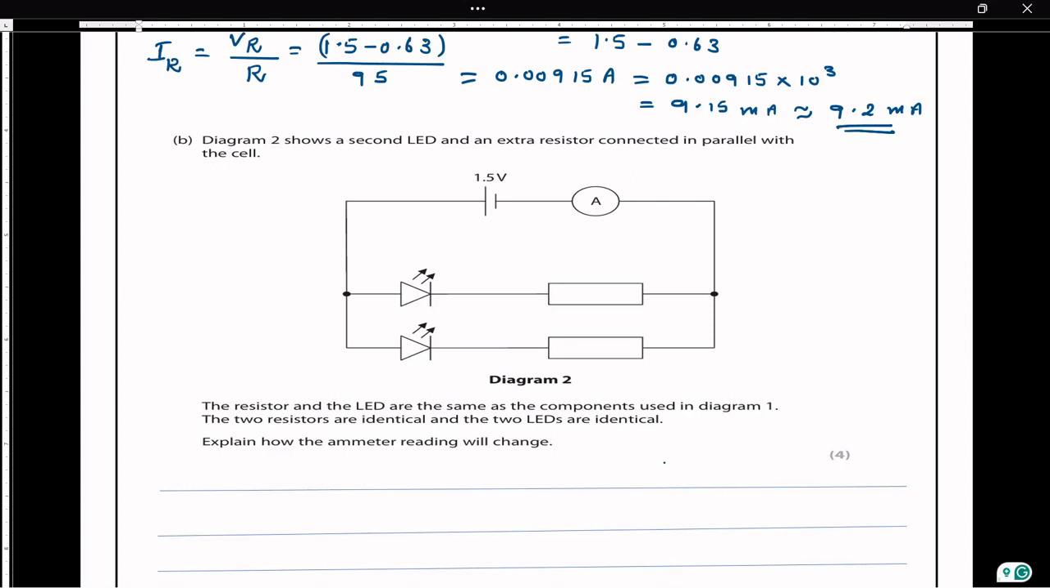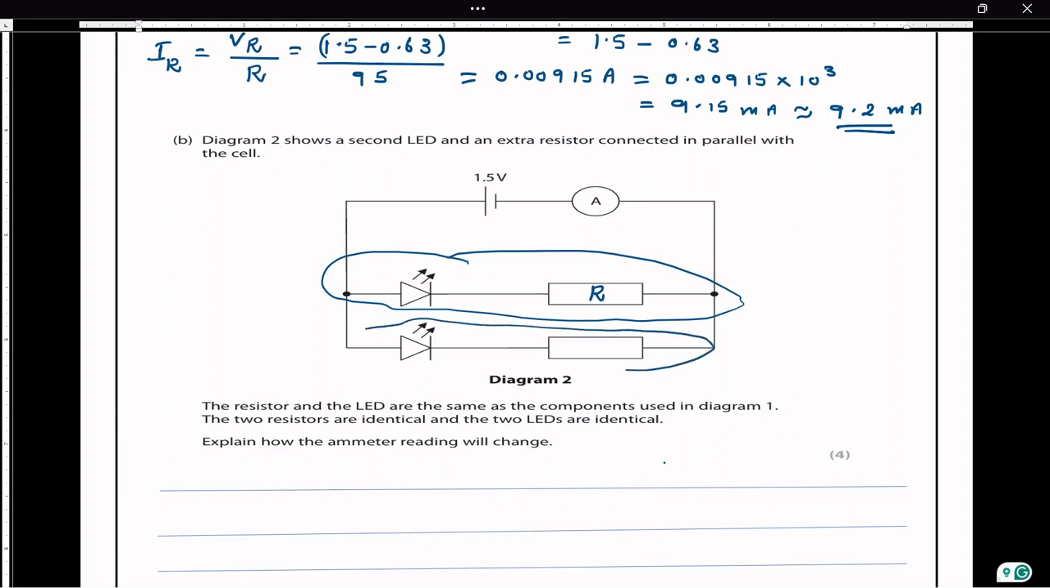This is the first branch with a single 95 ohm resistor and a single LED. Then an identical resistor and LED are connected as the second branch. So here you can see there are two parallel branches, and we can calculate the total resistance of each branch. They are identical, because identical LEDs and resistors are used, therefore the total resistance of both will be the same.